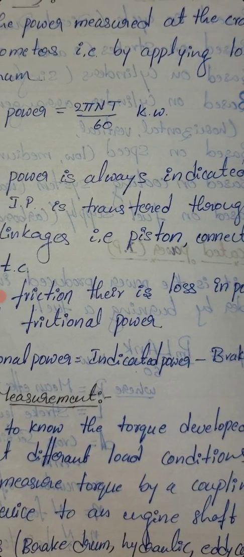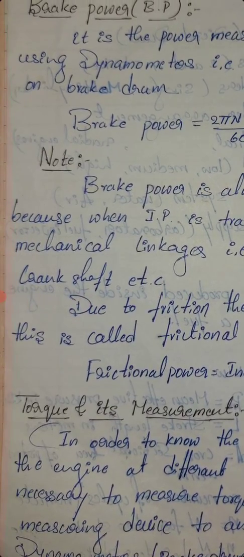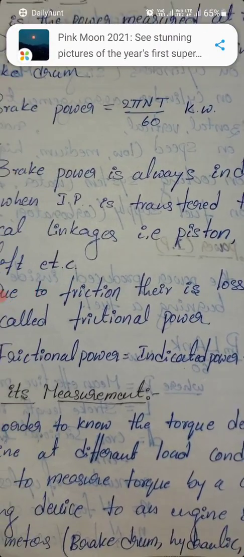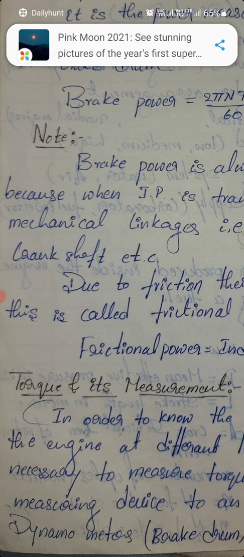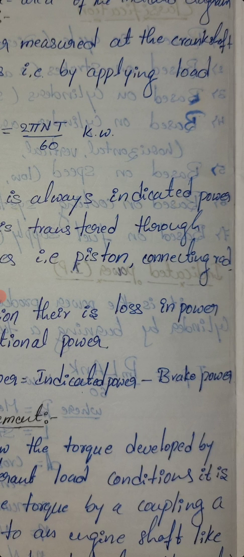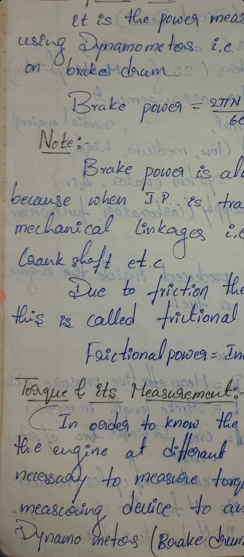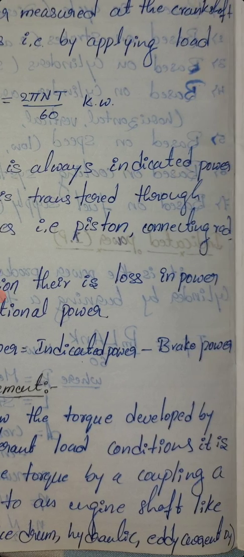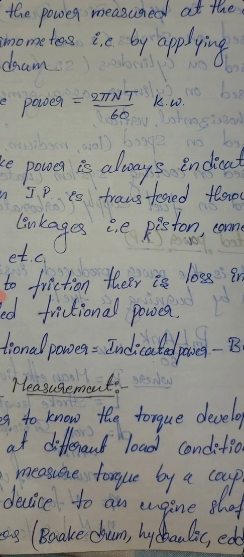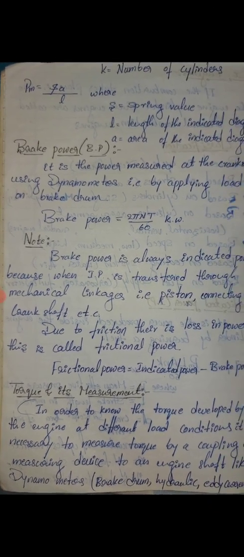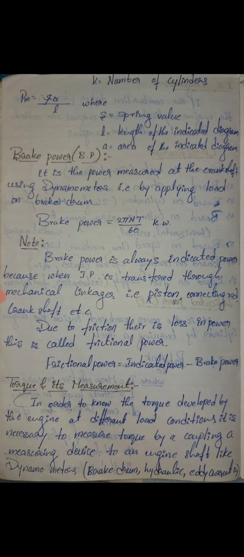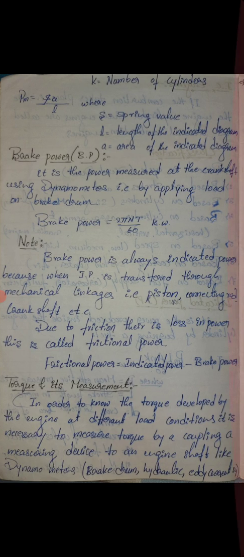So you note here, brake power is always less than the indicated power, because there will be some losses while passing the power from the piston cylinder to the crankshaft. So always brake power will be less than the indicated power. Due to friction, there is a loss in power. This is called the frictional power. So total indicated power is nothing but brake power plus frictional power, or frictional power is nothing but indicated power minus brake power.